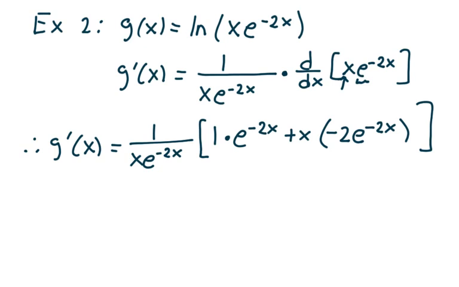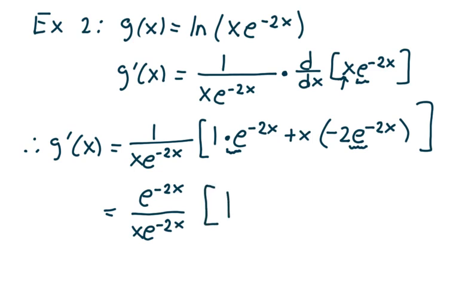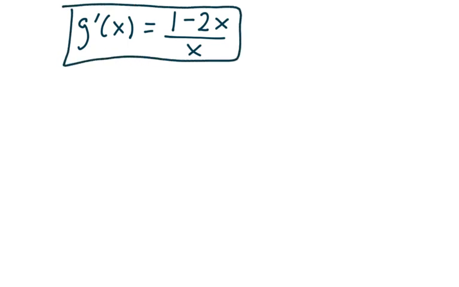But if you notice, an e to the negative 2x is common to both, right? So I'm going to factor that guy out. And when I do, I get e to the negative 2x over x e to the negative 2x, and I'm going to multiply by 1 minus 2x. But the e to the negative 2x's cancel. Okay? And so g prime of x is 1 minus 2x divided by x. And that would be the derivative.